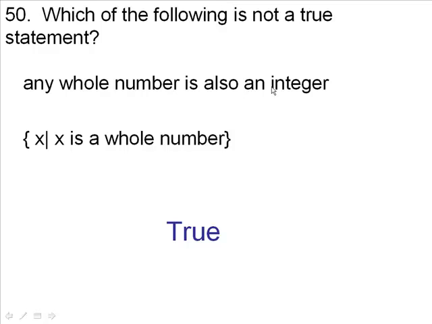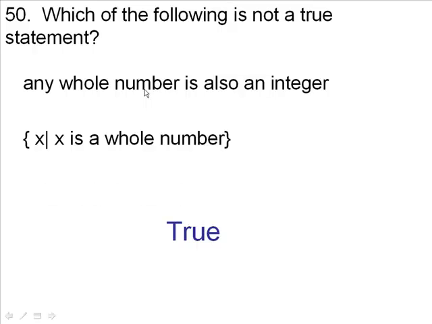Okay? So, moving right on, any whole number is also an integer. Well, this statement, let's look at the whole numbers here. This is the statement that says the set of all x such that x is a whole number. What's another way of writing the whole numbers? These are the whole numbers, aren't they? And any one of these numbers you have here is also going to be an integer. Any 5, 6, 7, 8, 9, 10, 11, it's also an integer. So this would be a true statement, wouldn't it?